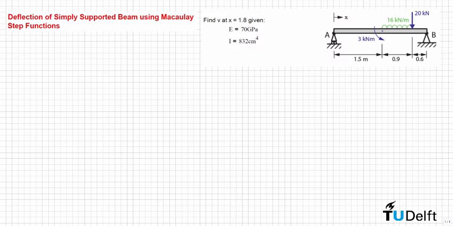We have this moment here of 3 kN applied at 1.5 meters. We have here this distributed load of 16 kN, and we have a point load of 20 kN applied at this point. Then we need to use, as I said, Macaulay's step function, but first, of course, we need to calculate what are the reaction forces at A and B. So first, of course, we need to draw the free body diagram of this problem.